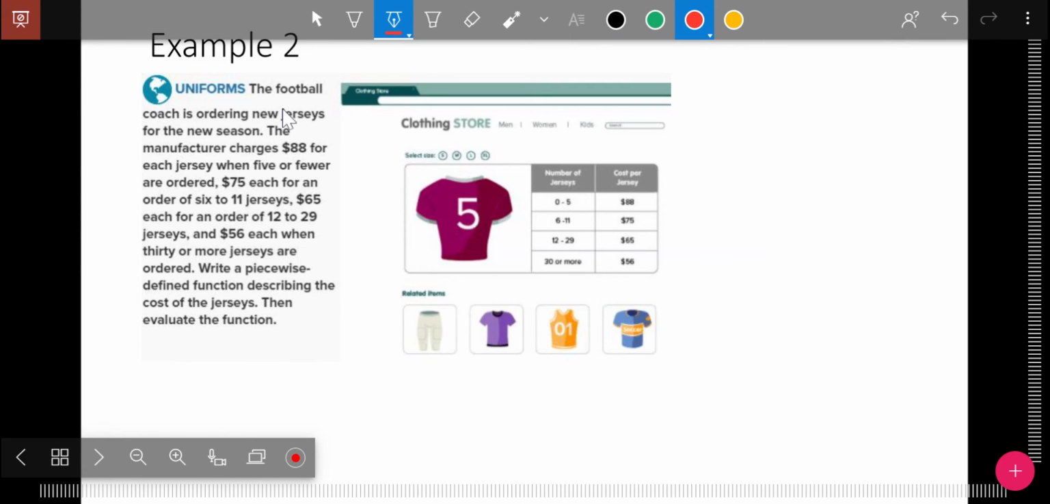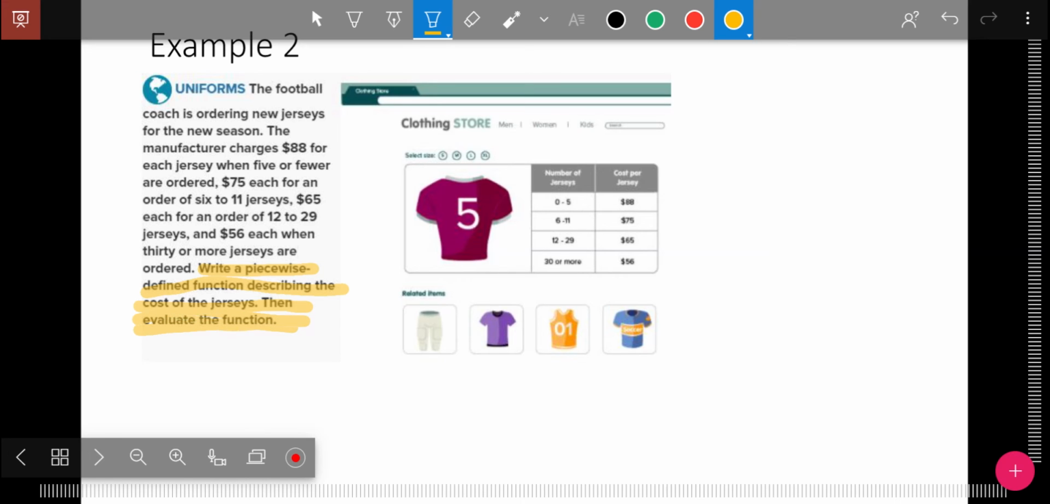Right? So the football coach is ordering new jerseys for the new season. This is the case that we have piecewise functions in real life all the time. The manufacturer charges $88 for each jersey when 5 or fewer are ordered, $75 each for an order of 6 to 11, $65 each for an order of 12 to 29, and $56 each for 30 or more jerseys. And so what I have to do here is write a piecewise defined function and then evaluate the function.